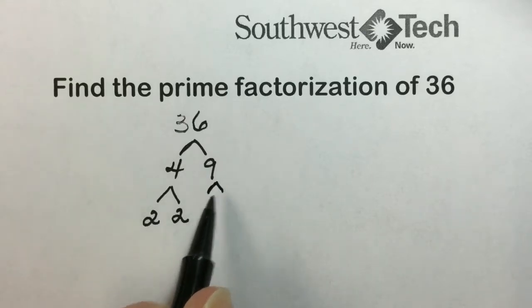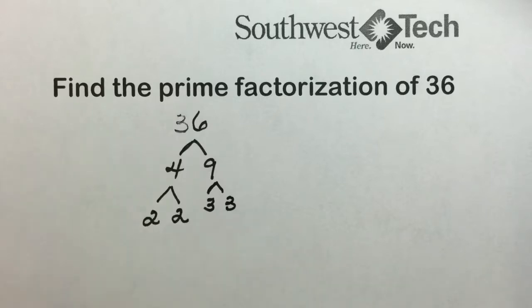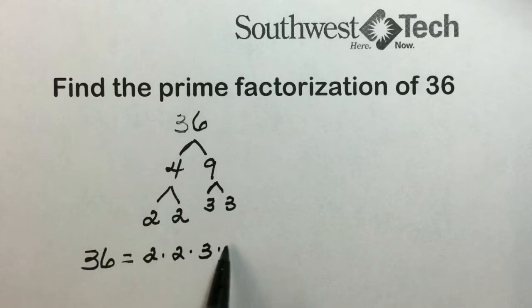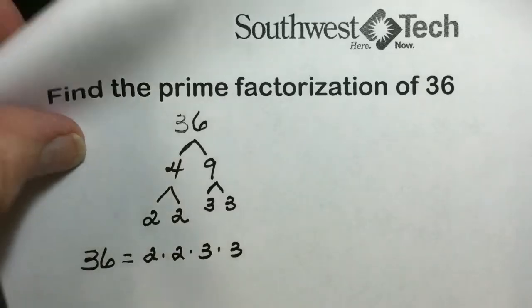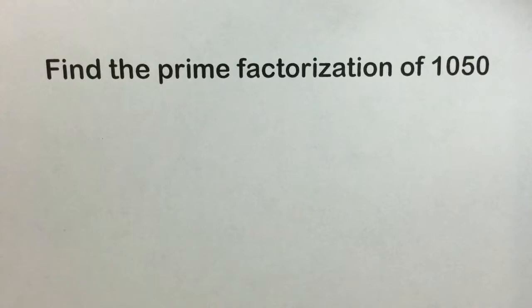9 can be broken down into 3 times 3. Each of them are prime numbers. So we're done. We have found the prime factorization of 36. It breaks down into 2 times 2 times 3 times 3, all of which are prime numbers and multiplied to equal 36. In this next example, find the prime factorization of 1050.